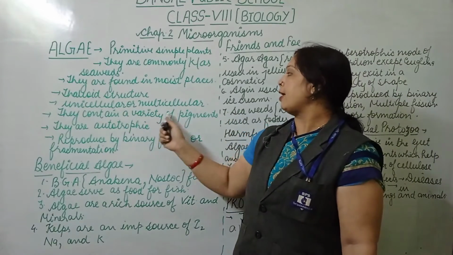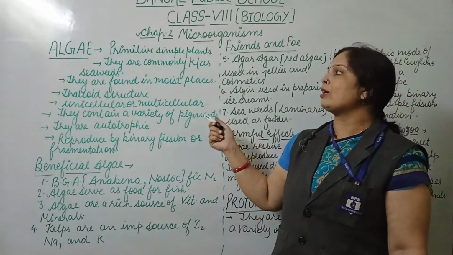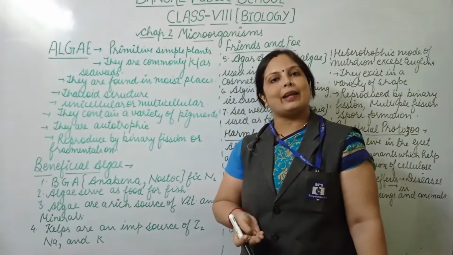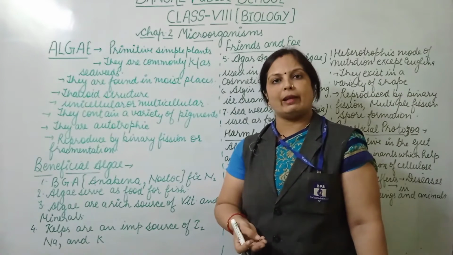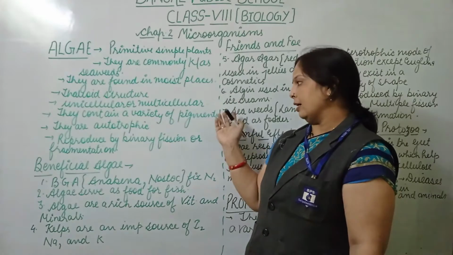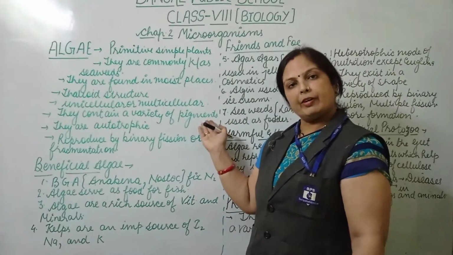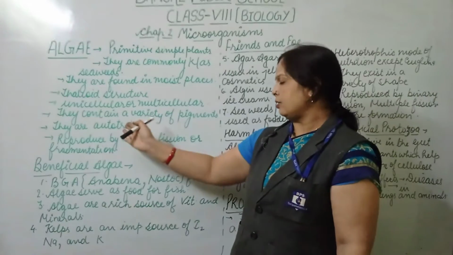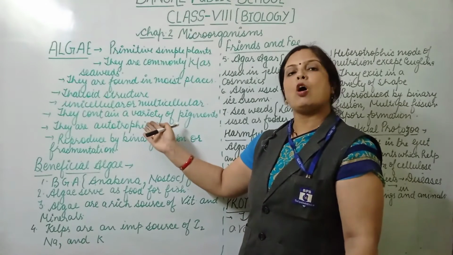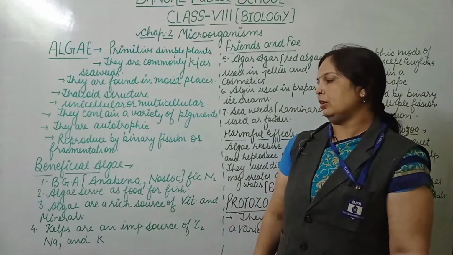They contain a variety of pigments, and due to the presence of different types of pigments, algae are of different types, like red algae, brown algae, yellow algae, blue-green algae. There are different types of algae. Clear? The different types of algae are present according to their different types of pigments. They are autotrophic. Is it clear? Autotrophic means they make their own food by the process of photosynthesis.